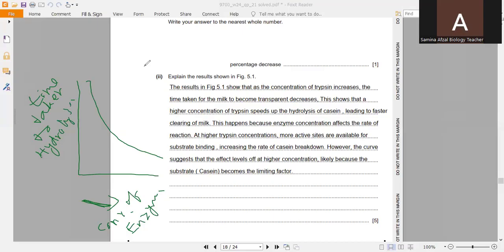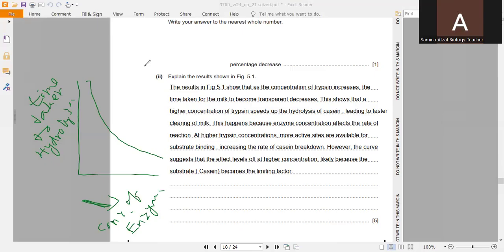So this shows that a higher concentration of trypsin speeds up the hydrolysis of casein, leading to faster clearing of milk. Because already I have shown you that if the concentration of the enzyme is high, it means there are more active sites available at that time. So less time will be taken to hydrolyze, leading to faster clearing of milk. This happens because enzyme concentration affects the rate of reaction, so it will increase the rate of reaction. At higher trypsin concentrations, there are more active sites for substrate binding, increasing the rate of casein breakdown.